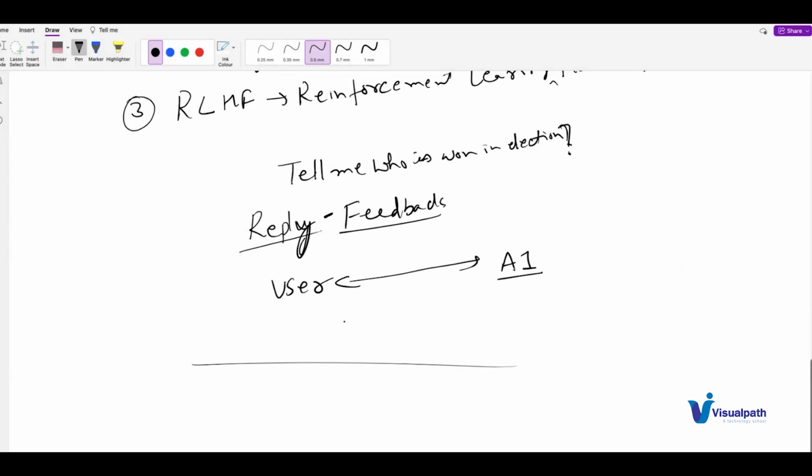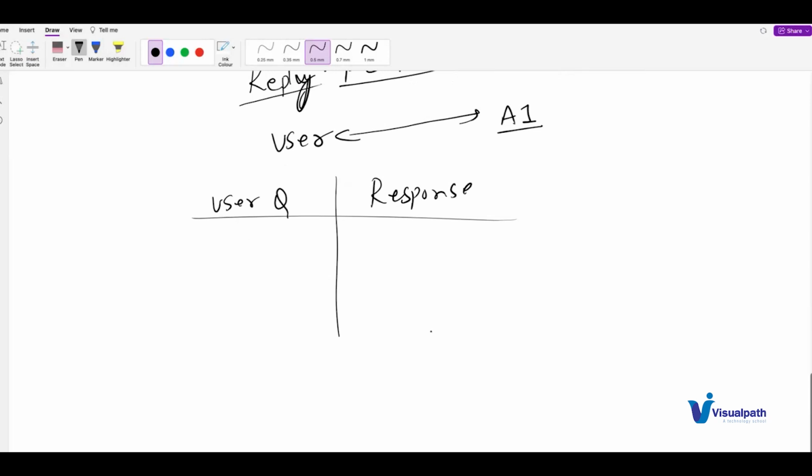Just for illustration purposes, now this is your user question and a response. The data structure might be in JSON format. That's an altogether different story, but I'm just showing you how the data looks. Here is a question: how are you? And the response is: I am fine.